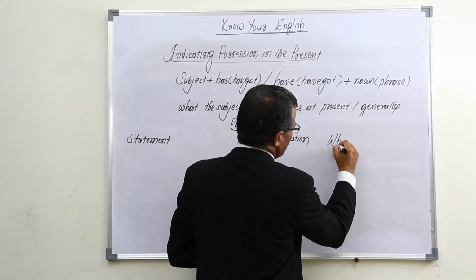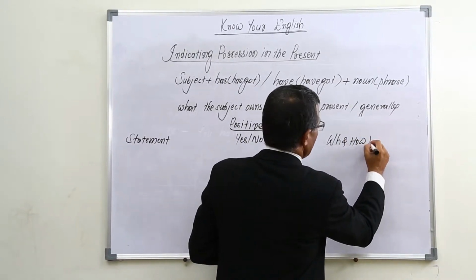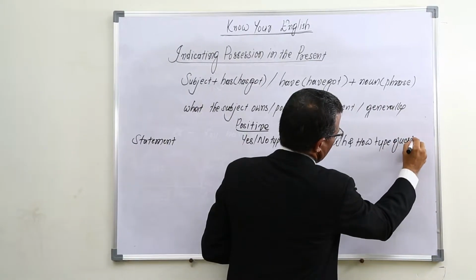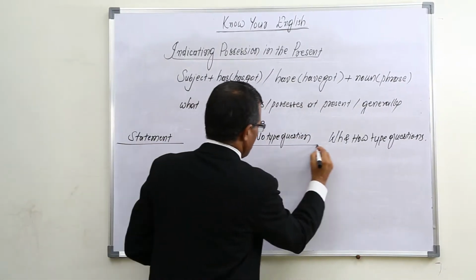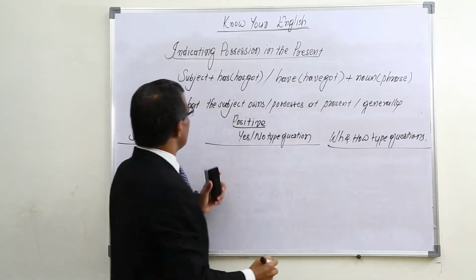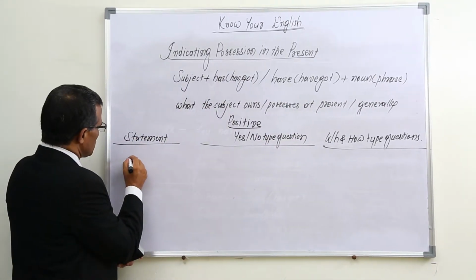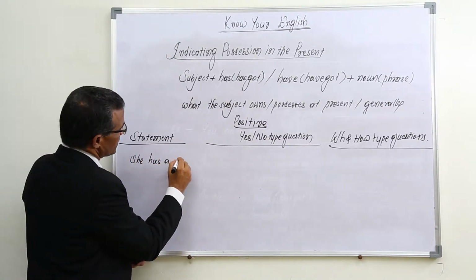WH and how type questions. Right, okay. Now if you see, let us take first has or have only. For example, she has a car.